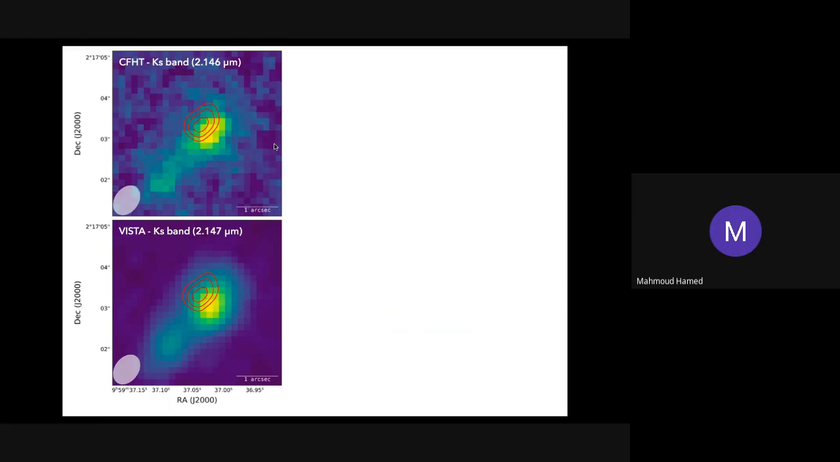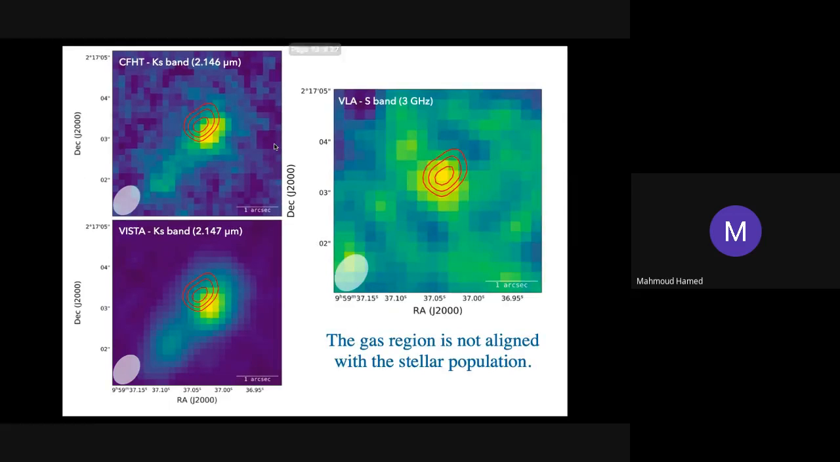However, there is a clear offset between the ALMA detection and the near-infrared bands of VISTA and CFHT. So this offset is around 10 times larger than the typical offset found in the COSMOS field. And the VLA detection, however, at higher wavelength is aligned with the ALMA, removing a possible systematic error due to the primary beam size. Therefore, this offset is rather physical, due to the offset between the cold gas and the stellar population.